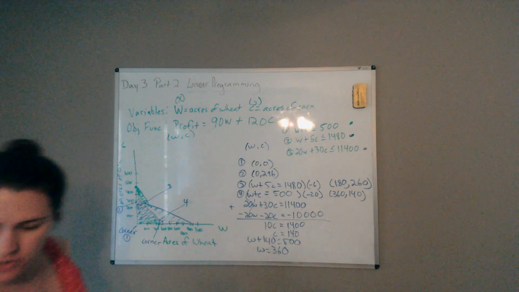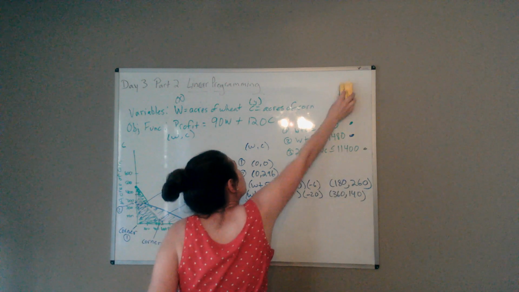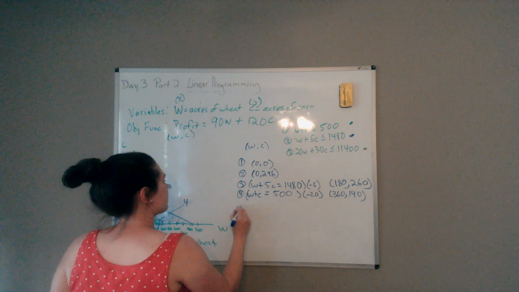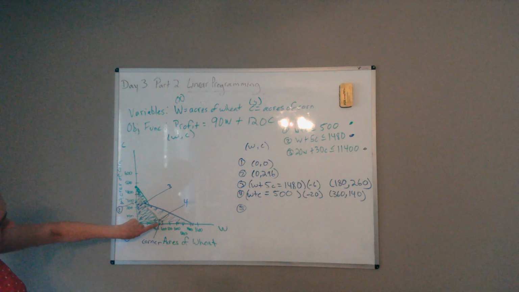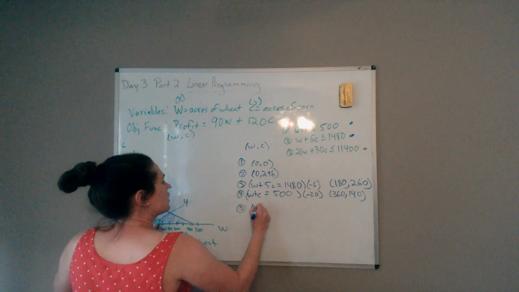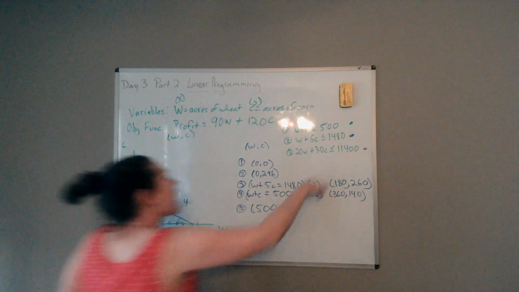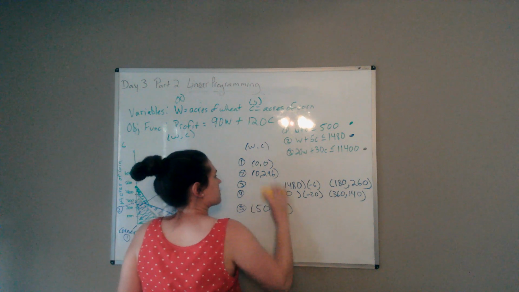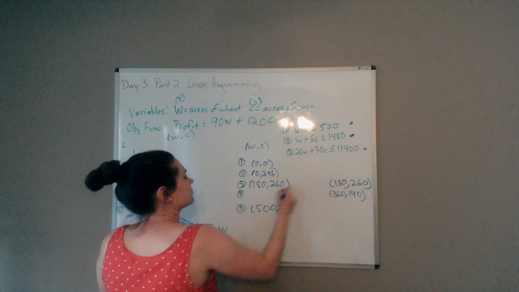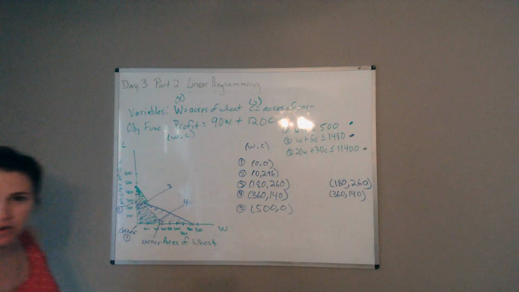Now I'm just going to erase this work so that I have room for number 5. You can probably fit this work in that area to the right of your graph that you have there. So corner point number 5 is the intercept, the green intercept right here. So what was the W-intercept of the green line? It was 500. So you know this is the point 500, comma 0. So you have your 5 corner points. Here they are. These are the 5 corner points of your feasible region.